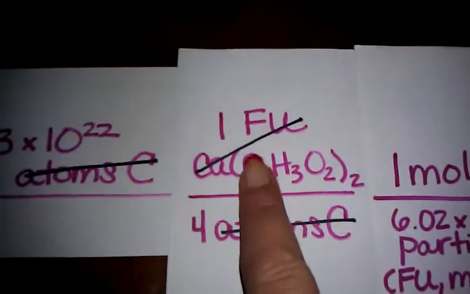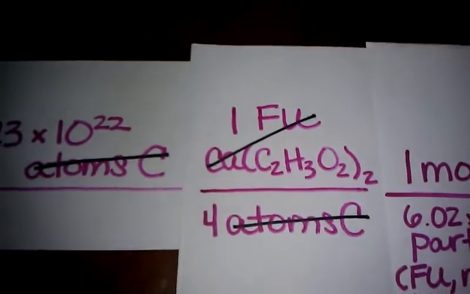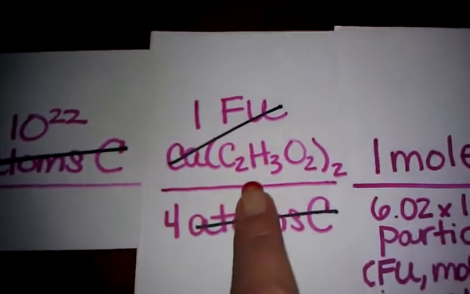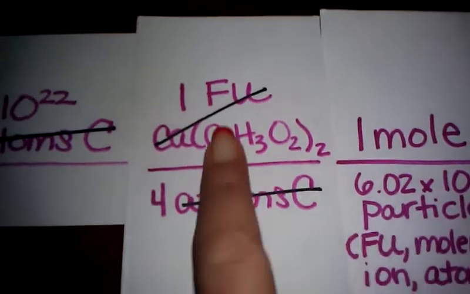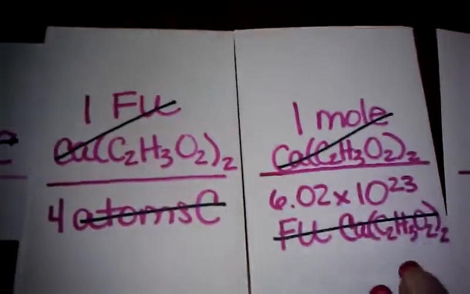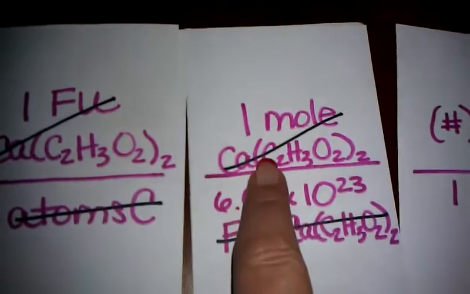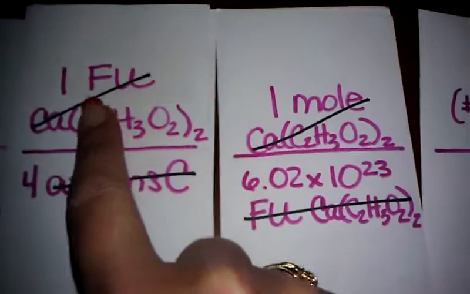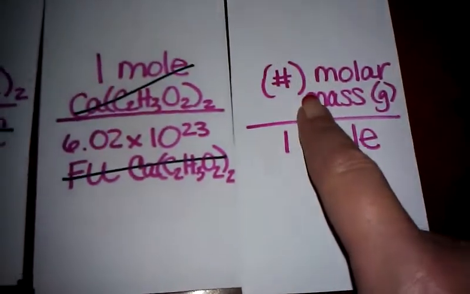Atoms. Here I have my compound from the problem. There are 4 atoms of carbon in here, 2 times 2. Now I'm in formula units. Okay, let's find the real numbers for this one. Here I have 1 mole of calcium acetate, 6.02 times 10 to the 23rd formula units. Formula units out of there. Now I'm in moles. Let's see, I need this last card, mole and molar mass.